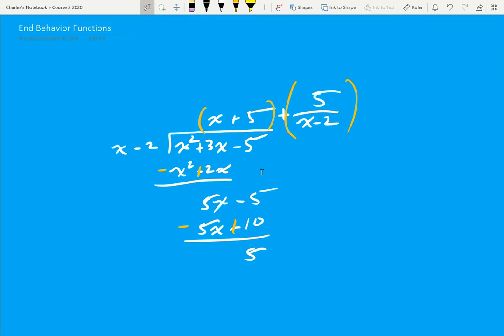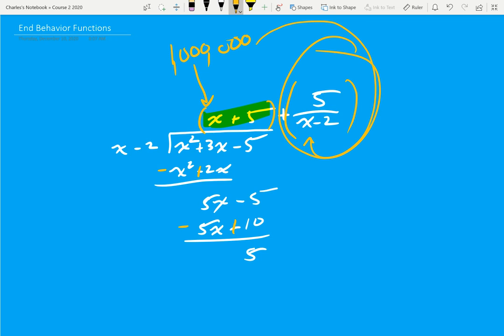And if you think about what end behavior means, it means when I'm plugging in a really big number, like if I plug in 1 million for x, what happens to both of these parts? Well, this part gets really, really big. And this part right here, the denominator is going to get really, really big. As the denominator gets really, really big and the numerator doesn't change, this part goes to 0.